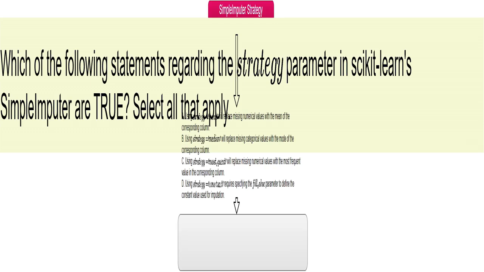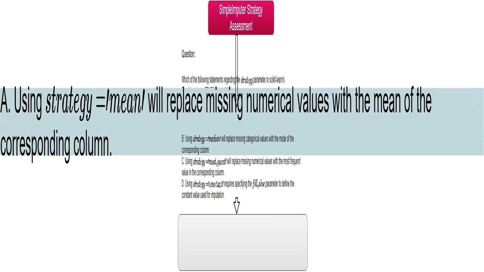I'm asking you to pick out the correct statements about how SimpleImputer handles missing values using different strategies. If I choose the mean strategy, I will replace missing numbers with the average of the numbers in that column.